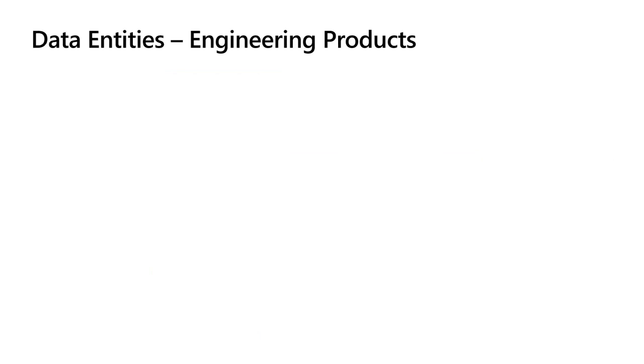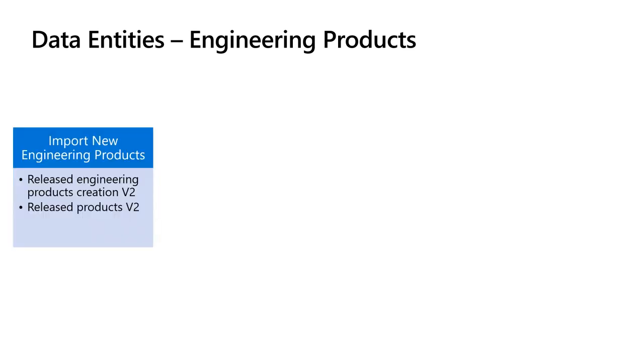Now, let's drill down and go through some of the data entities available out of the box to help with data import of the engineering product. To import a new engineering product, you need to use the released engineering product creation v2 entity. Some of the key fields you will notice in this entity are product ID, product name, version, engineering product category, and product owners. Using this information, you will be able to import data as an engineering product, and it will create the engineering product as well as the version in the system.